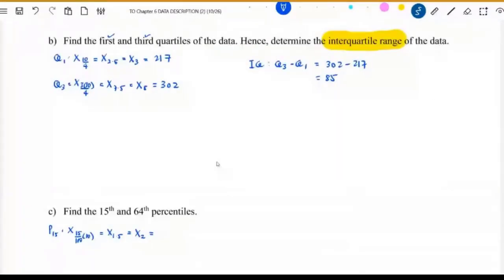Okay, and then the next one, which is we have to find the percentile of 64. So the observation will be 64 divided by 100 times 10. So we're gonna have observation 6.4. So you have to round up to be 7. So the 7th observation, which is 279. Okay, so that was example 5B.